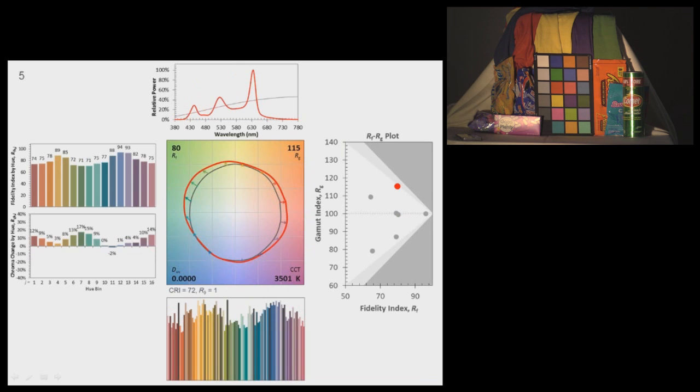Number 5. This is pretty similar to a neodymium incandescent, very saturating. So 80 fidelity, a score of 115 average, increasing gamut, and it's pretty much increasing gamut all around. So this could be a good source for certain applications. Very colorful is sort of how I would describe it. Go ahead to the next one.